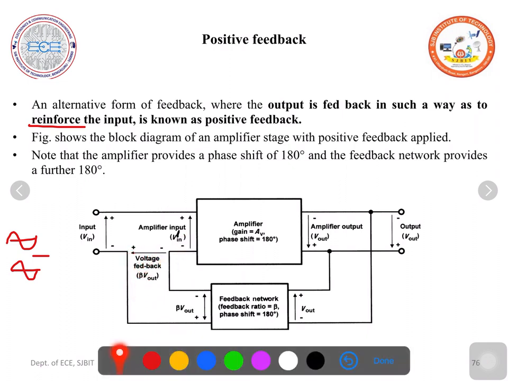Now what is this V in dash? V in dash is equal to the input voltage V in plus the voltage fed back at that point, beta V out. Because if you apply the input like this here, it will get inverted because there is a 180-degree phase shift. Some portion of this is fed back, and also see here there is a 180-degree phase shift. So once again it gets inverted.